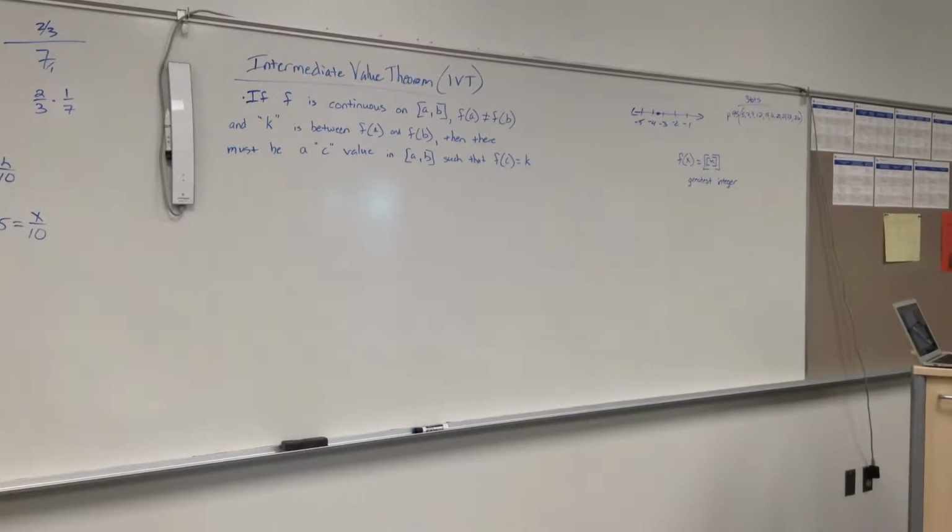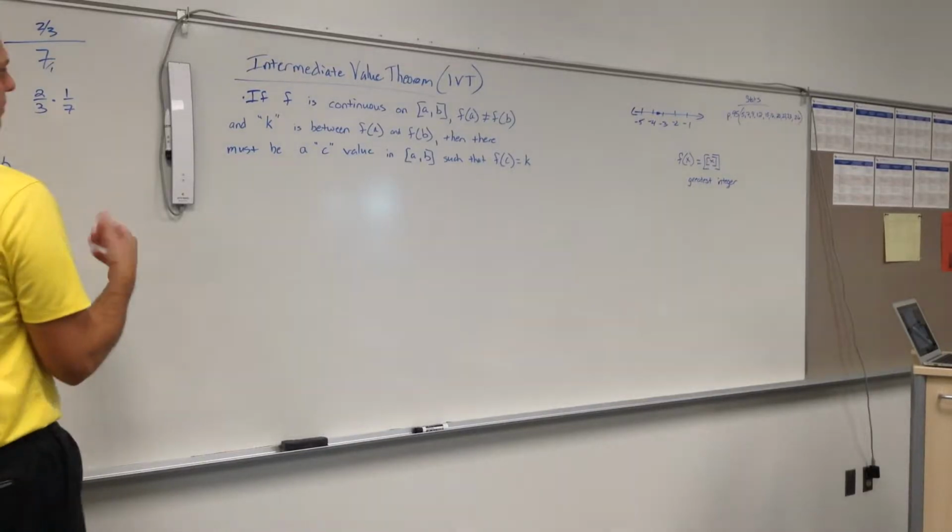You had to have been hitting every single value between 60 and 80. So I guarantee there's a moment in time you had to be going 71 miles per hour. I guarantee there's a moment in time you had to be going 75 miles per hour. That's kind of a real-world explanation of the intermediate value theorem. Up here you'll see the mathematical description of the intermediate value theorem.